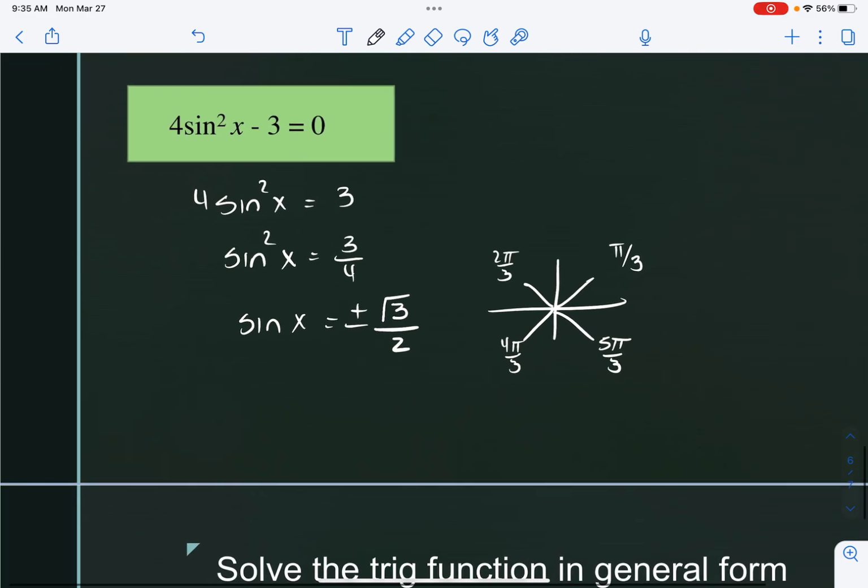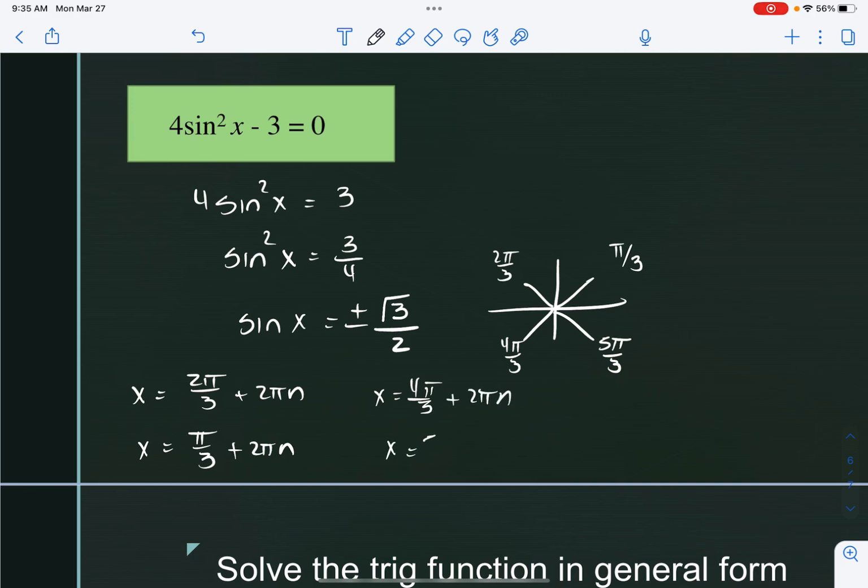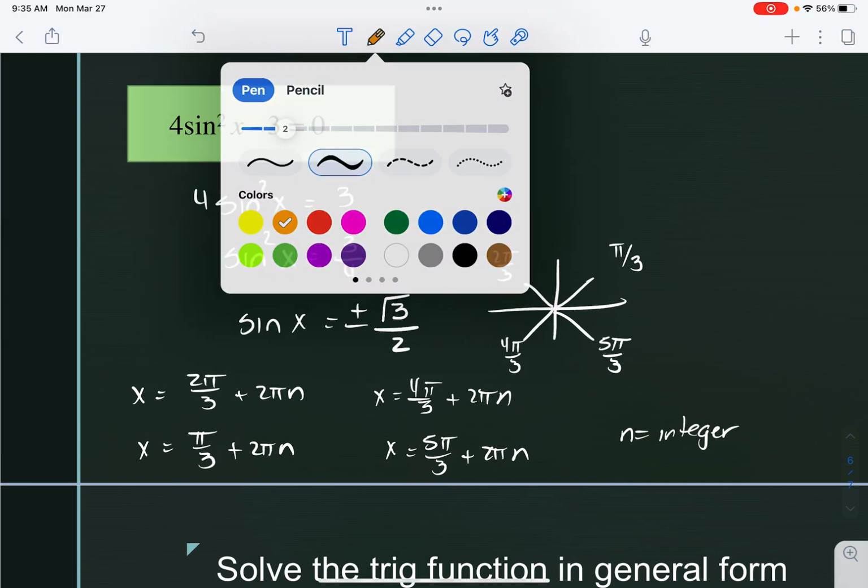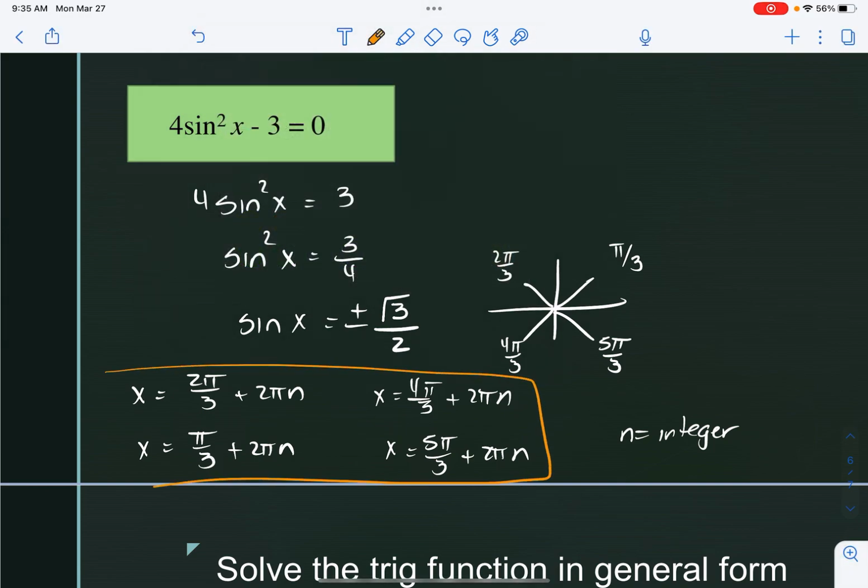So my x here would be 2 pi over 3 plus 2 pi n. X is equal to pi over 3 plus 2 pi n, because I forgot to do that first one. X is equal to 4 pi over 3 plus 2 pi n. And x is equal to 5 pi over 3 plus 2 pi n. And remember, n is an integer. It's our revolutions here. So our final answer would be all 4 of these.